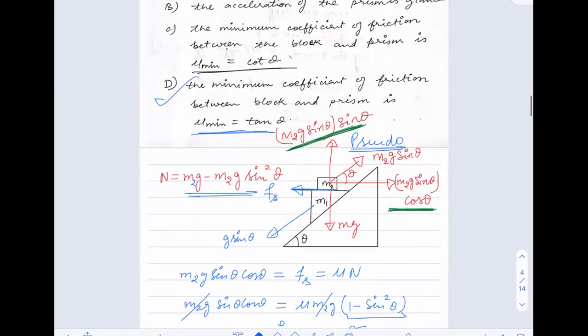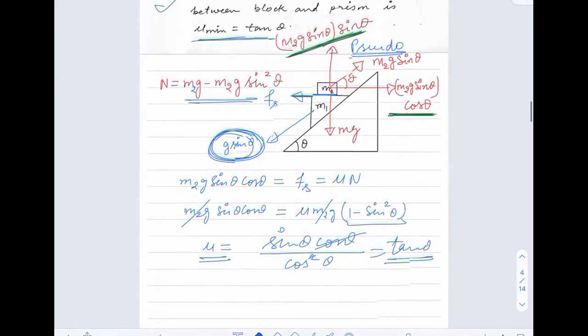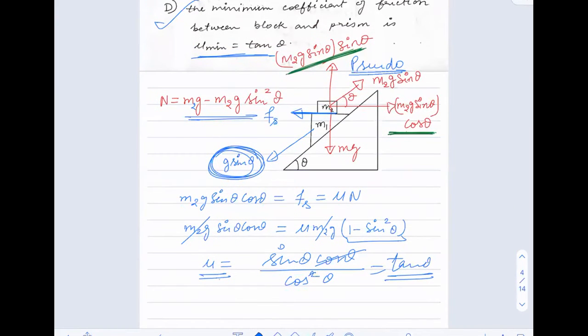Okay. Acceleration of the prism is g sine theta, but here I am having g cos theta and g tan theta, which is wrong. So only option D is correct for this. Okay. So I'm leaving this question. If anybody has not copied or wants to write anything, you just see it. And next I'm moving to the next question.